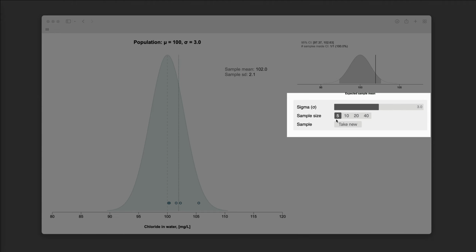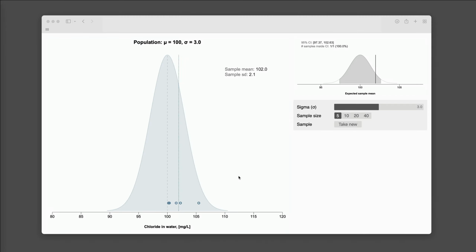You can see that by default the sample size is 5, and then we can take a new sample. Every time you run this application, the sample is completely random. So it means that these two values that you see, the sample mean and sample standard deviation, are not the same in your case as I see it here.